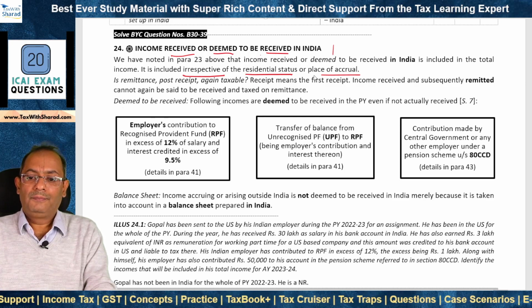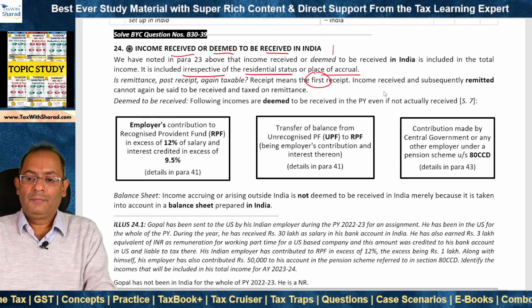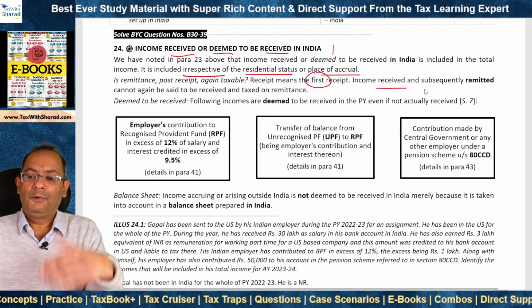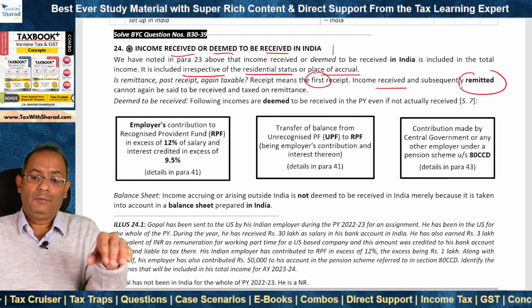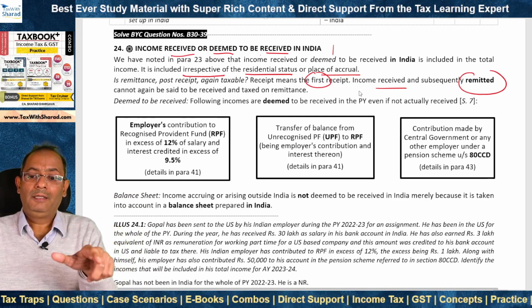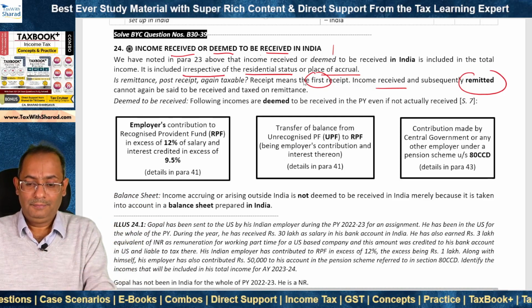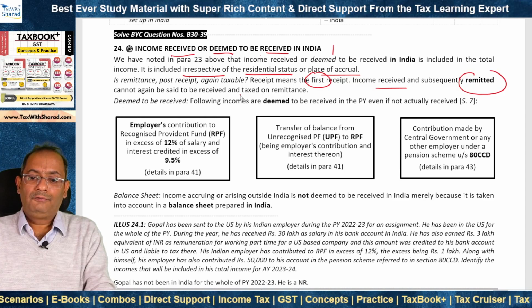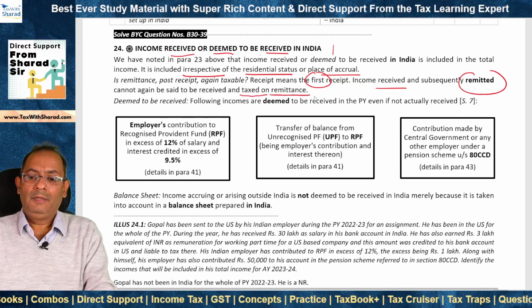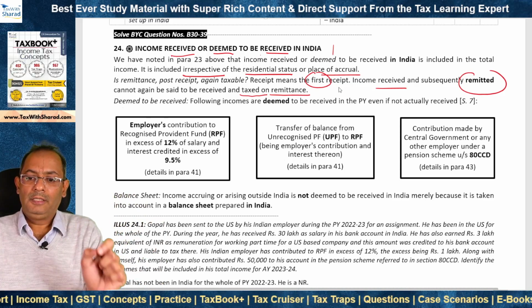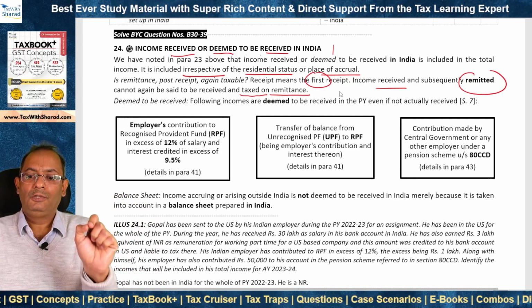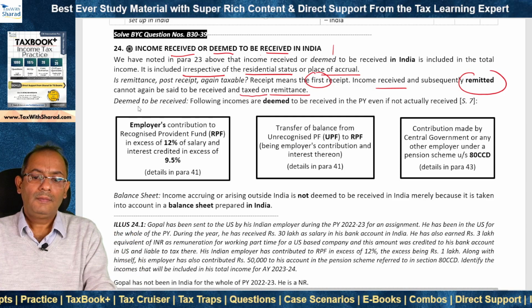Now what is receipt? Receipt means the first receipt. Therefore, if income is received, say outside India, and subsequently it is remitted in India, one cannot say that subsequent remittance to India is actually a receipt in India, right? And therefore such income cannot be taxed on its remittance to India if it is otherwise not taxable in India. So receipt means the first receipt, not the subsequent remittance to India.